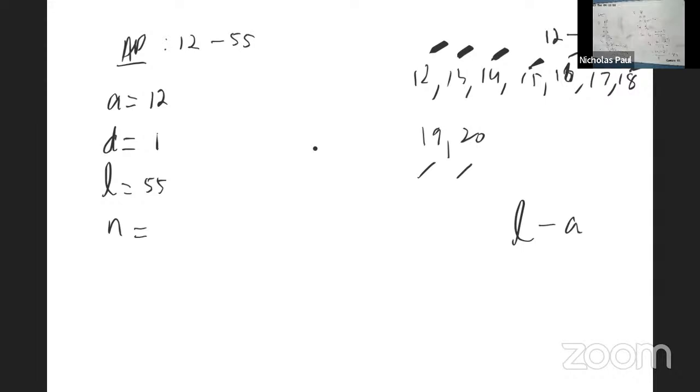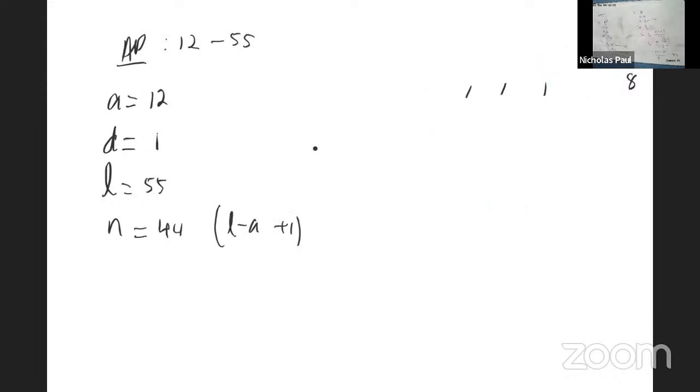So you had a plus 1. The reason is that sometimes you don't count the 12, but 12 is a number that you have to add. So therefore, the answer is 44. Very good, Sahara. So therefore, L minus A, and you have to add 1. Sometimes you have to check it and see. Don't assume. Just do a small sample and check it.